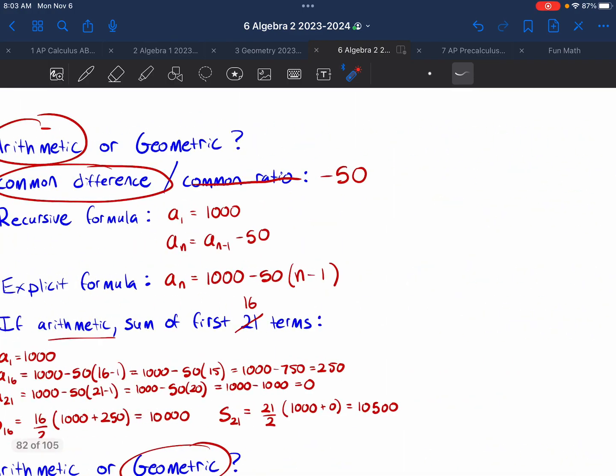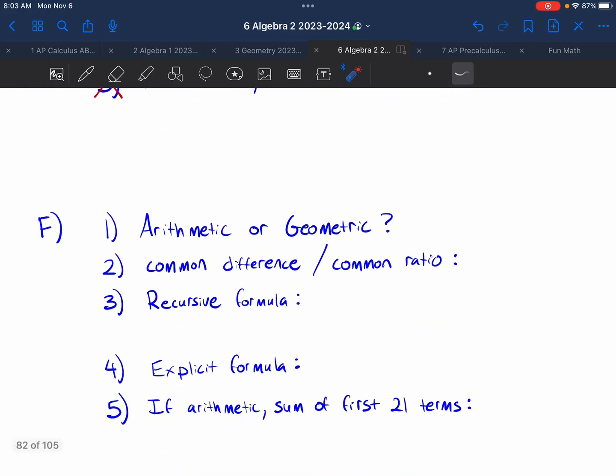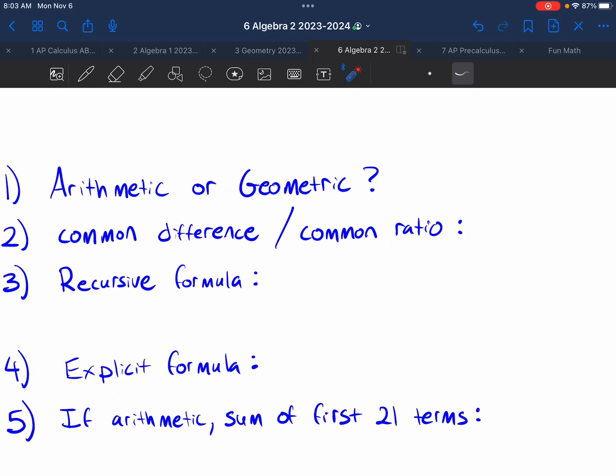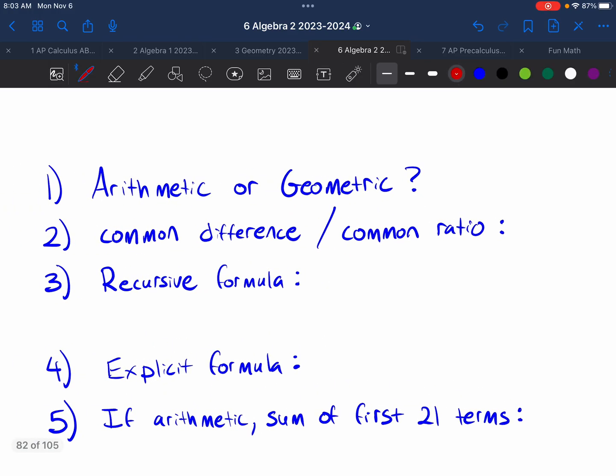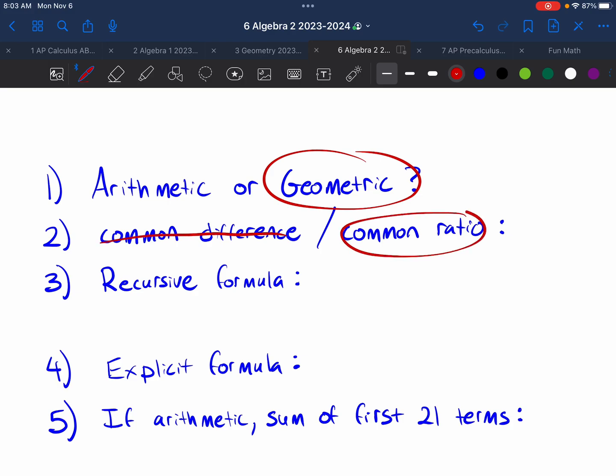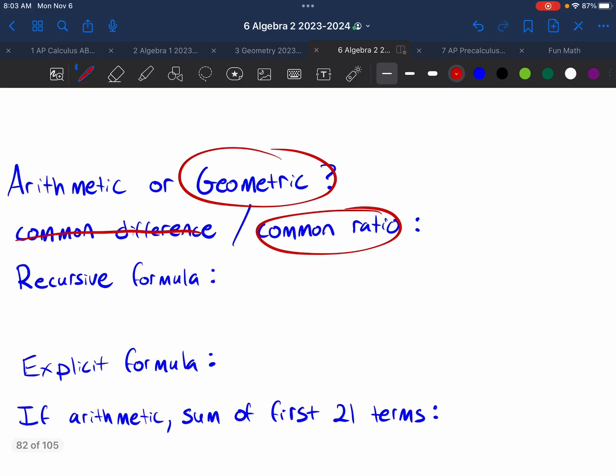All right, we are on F, right? Yeah. The Wilcox family is F. So what do we have here? First of all, it's geometric because we have a percent. Therefore, we don't have a common difference, but we have a common ratio. And that common ratio, we don't say it's multiplying by, because when we say common ratio, you always assume it's multiplication. You can never assume division. And that is 0.8. All right, so our recursive formula.